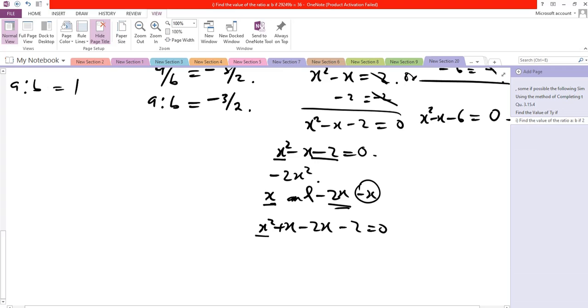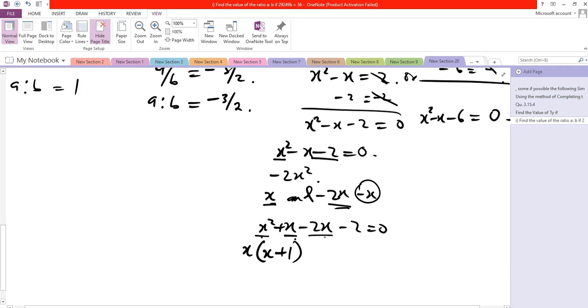Now what is the common factor that can divide these two terms? The common factor there is x. If you use x to divide x squared, you have x. If you use x to divide this plus x, you have plus 1.